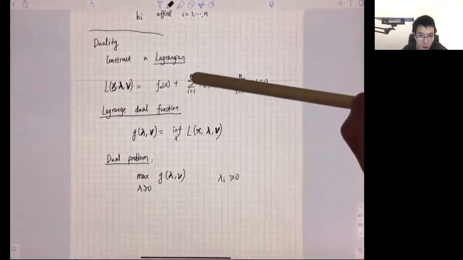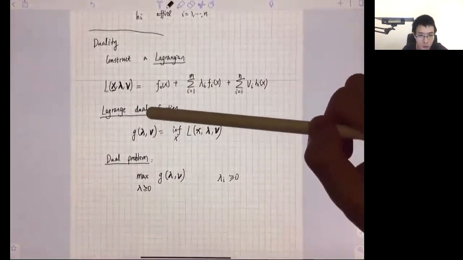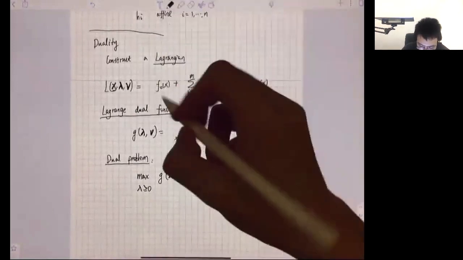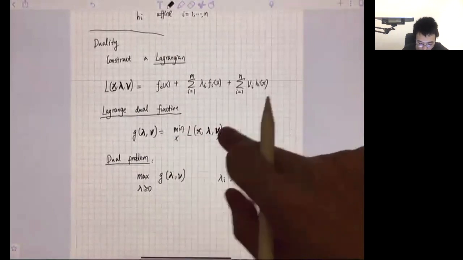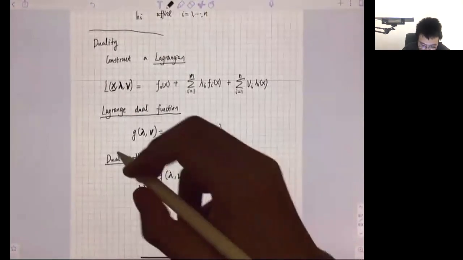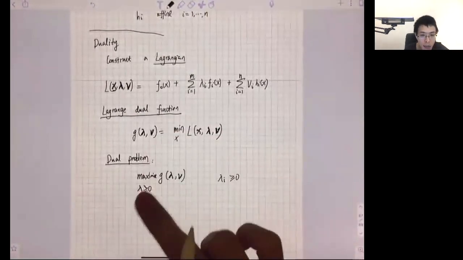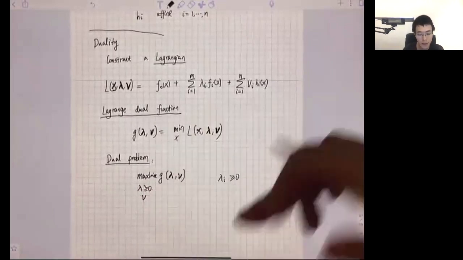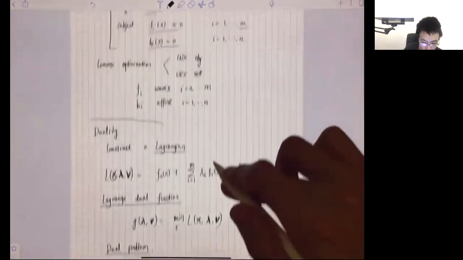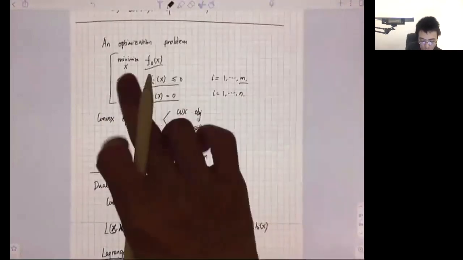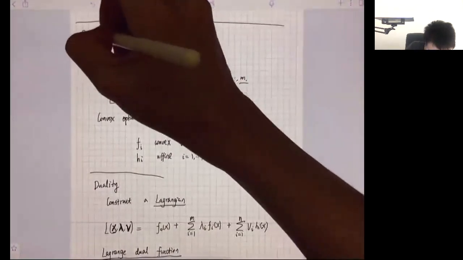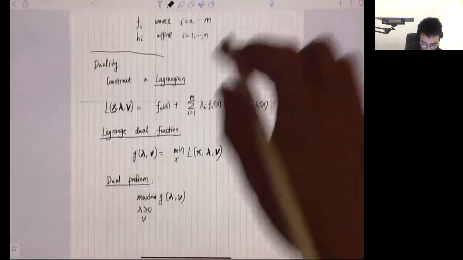So I first construct the Lagrangian, and I can construct the Lagrange dual function, which is the infimum. Infimum is just minimum, okay? So you can just think of it as a minimum of this. And then I would like to maximize the Lagrange dual function by optimizing lambda and nu such that my lambda has to be non-negative. So this is the definition of the dual problem. So for the original problem, a generic optimization problem looks like this. I can say this is the primal problem, okay? And this is the dual problem.